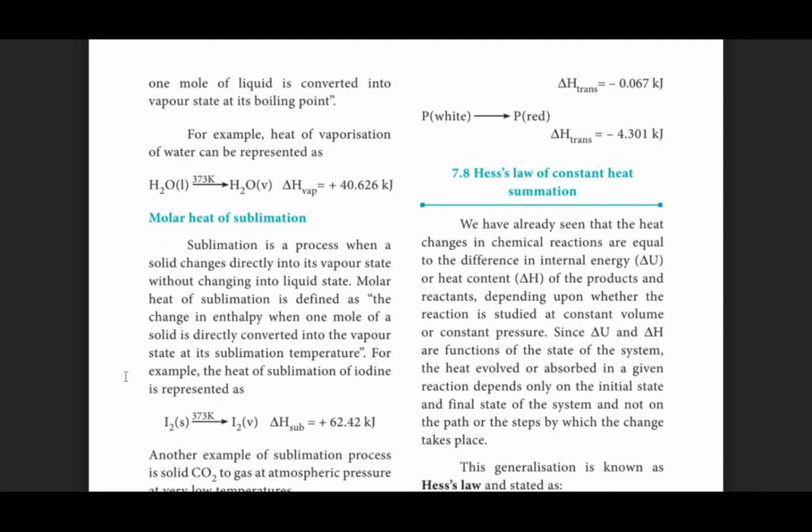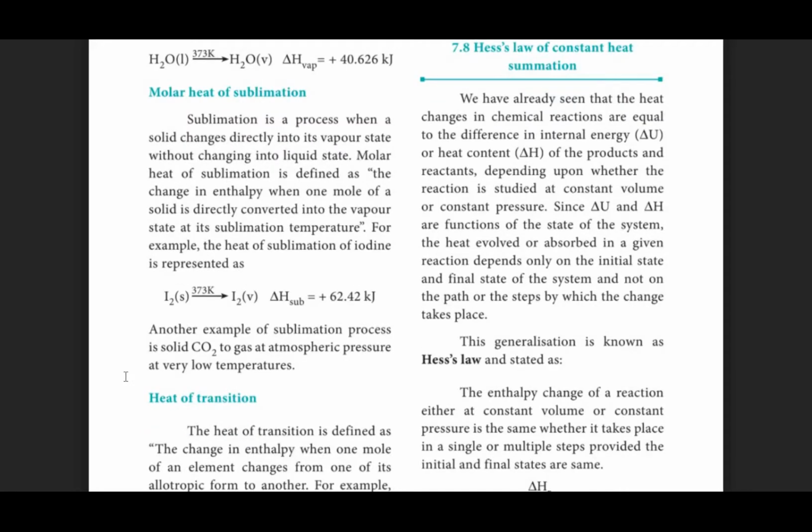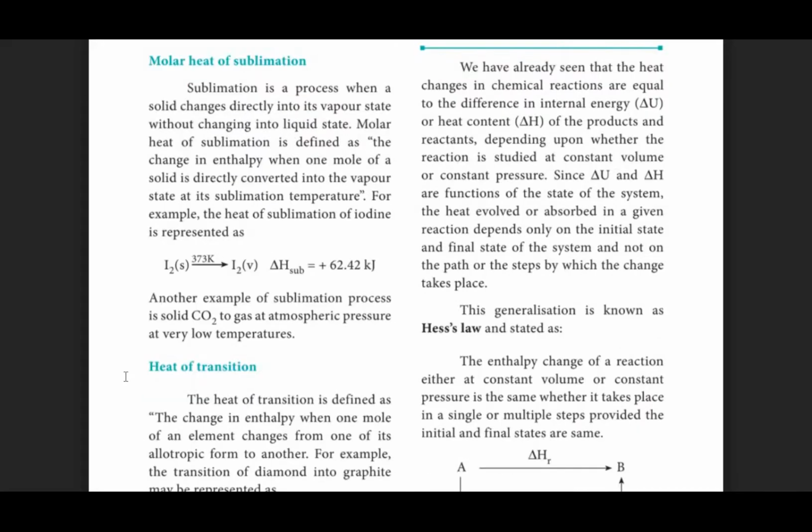For example, the heat of sublimation of iodine is represented as iodine solid at 373 Kelvin to iodine vapors, and the delta H value is plus 62.42 kilojoules. Another example of sublimation process is solid carbon dioxide to a gas at atmospheric pressure at very low temperature.